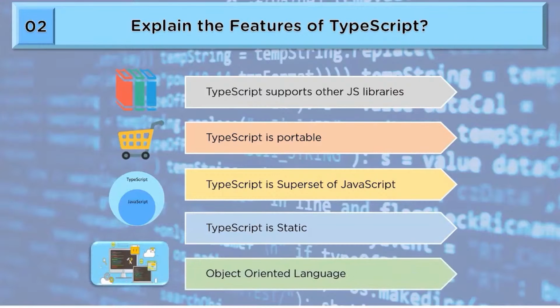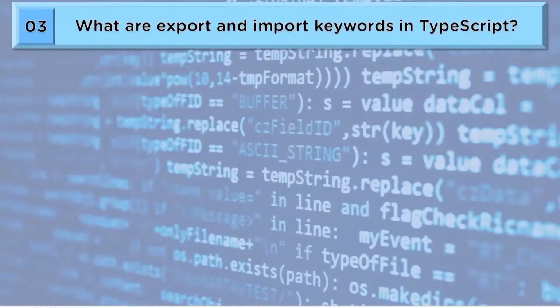Object-oriented language. When it comes to object-oriented programming with JavaScript, TypeScript shines. Because of the class keyword, it makes object-oriented programming look quite similar to programming in other object-oriented languages like C# or Java. What are export and import keywords in TypeScript?